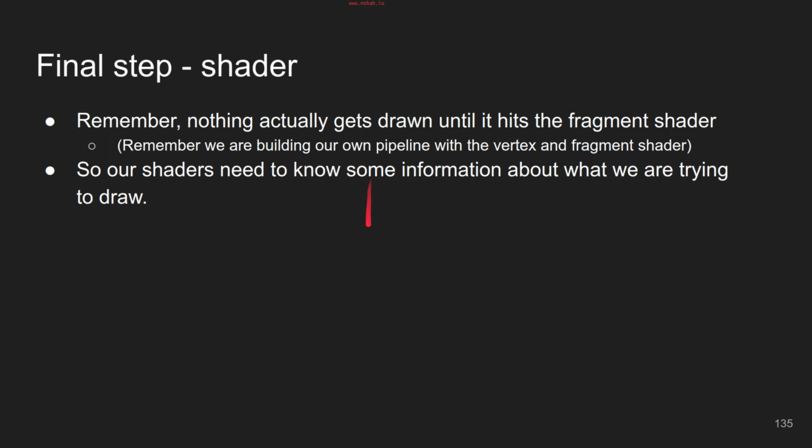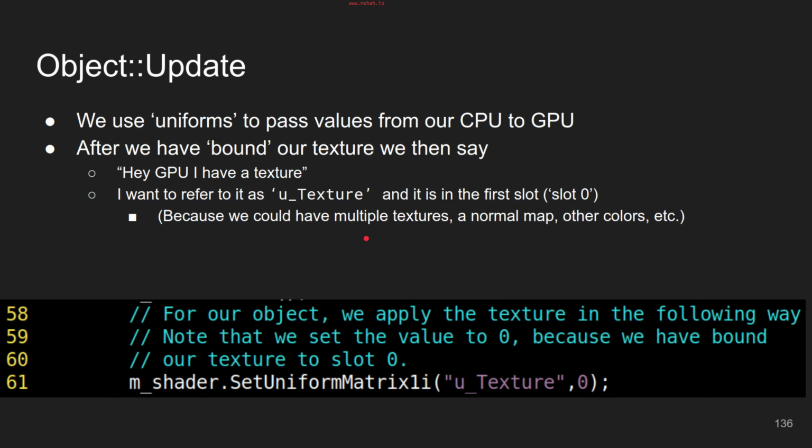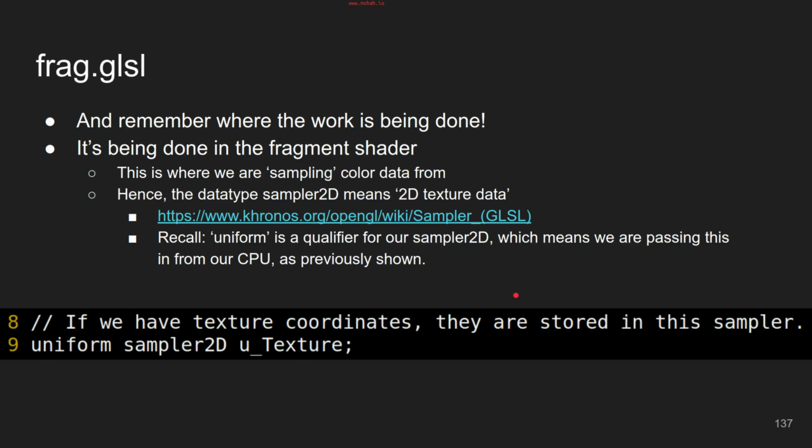Now remember, nothing really gets drawn until it hits the fragment shader. So our shaders still need a little bit more information here. We need to set up some uniforms. In our object update, we're going to have a uniform that passes a value from the CPU to the GPU. After we've bound our texture, we then say, hey GPU, I have a texture, and I want to refer to it as u underscore texture because it's a uniform, so u underscore. And it's going to be in the first slot here. So this is how we set a uniform for a texture in slot 0.